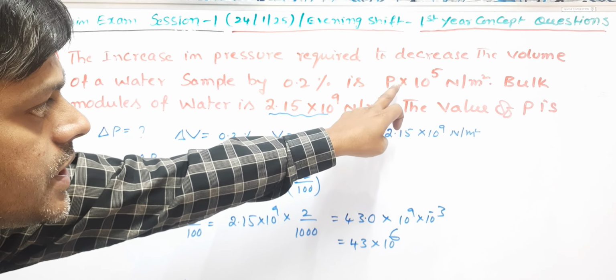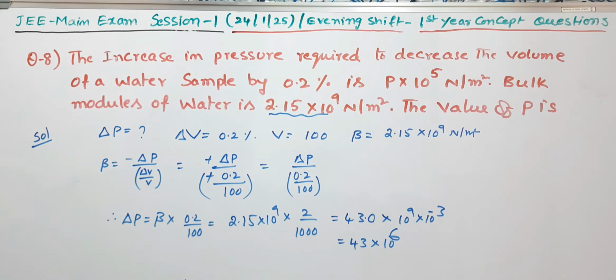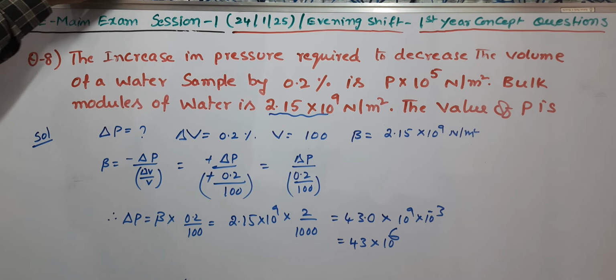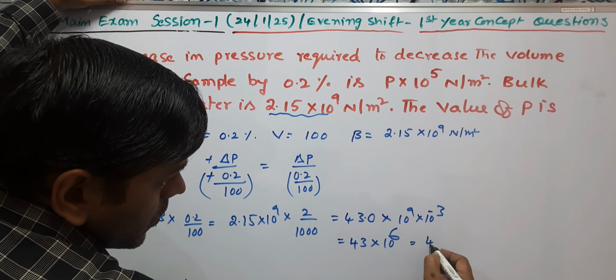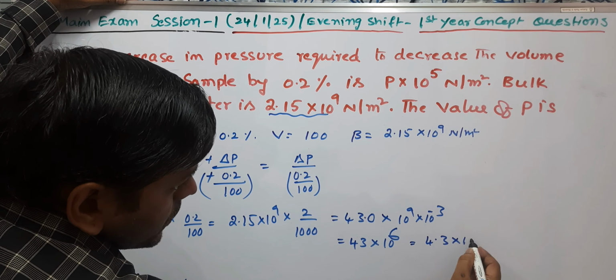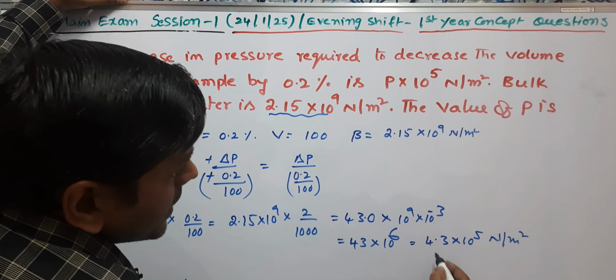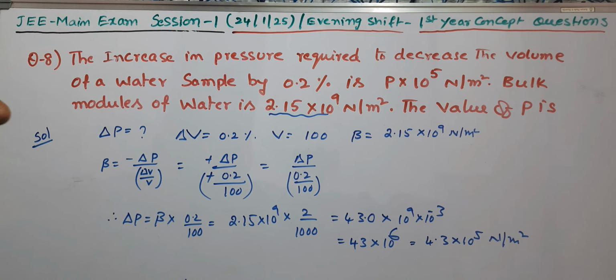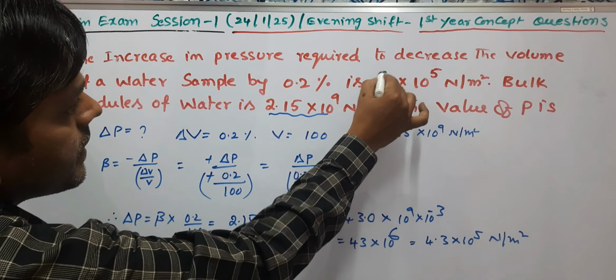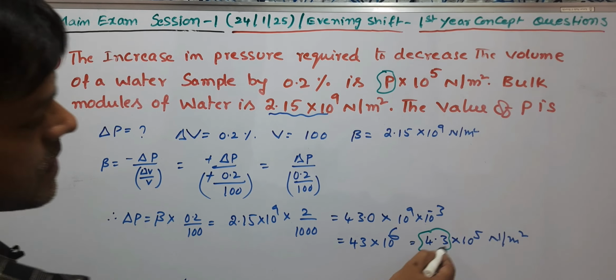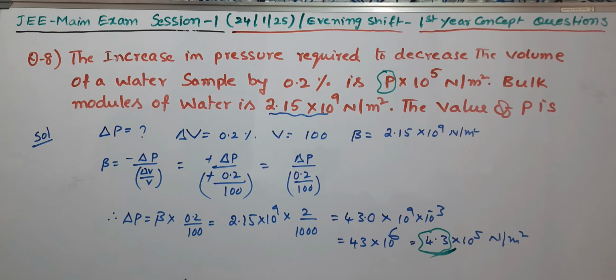But in the question it is P into 10 power 5. So the value is 43 into 10 power 5 Newton per meter square. So in place of P, the value is 43. This is the answer for this question. Okay, thank you.